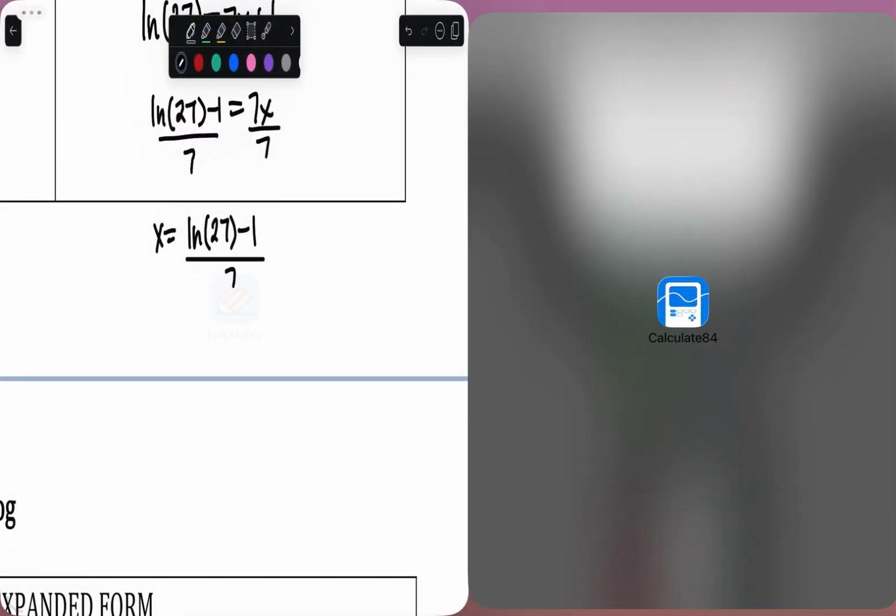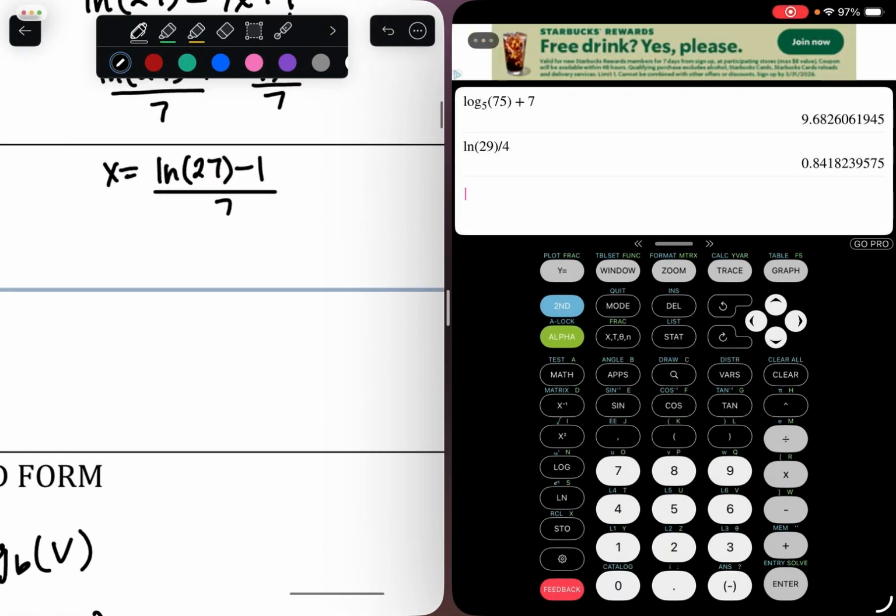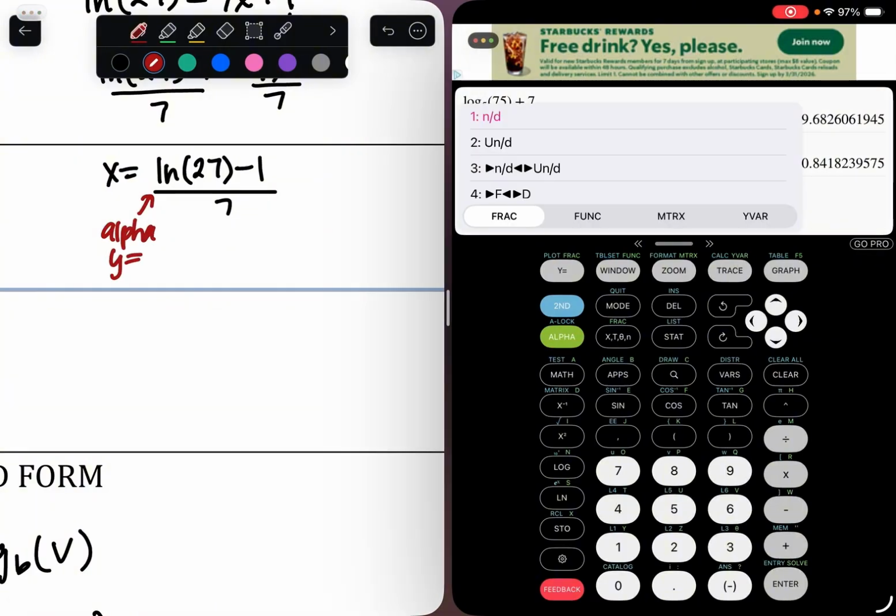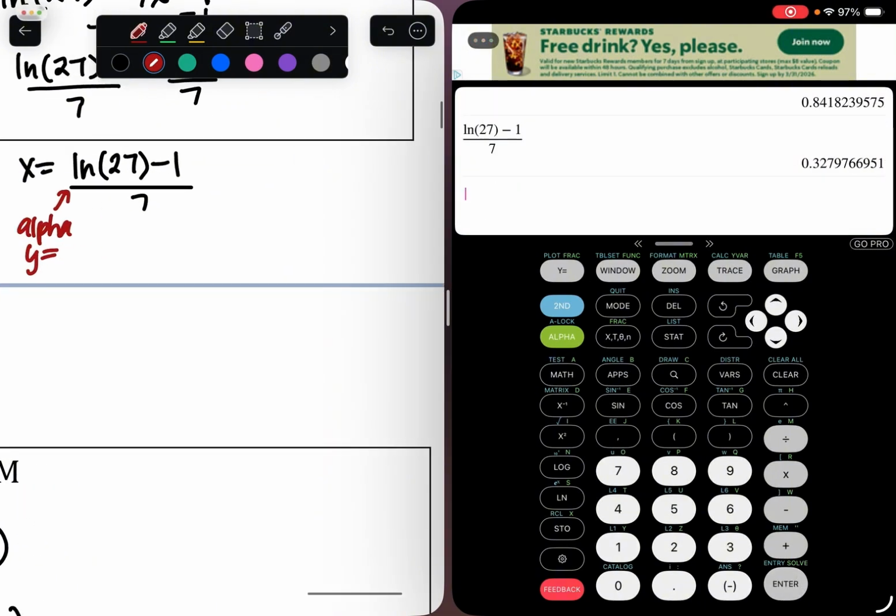And then for your decimal approximation, that's when we would use the alpha y equals to get the big fraction. Enter. And then your natural log button, 27, close parentheses, minus 1. And then in the denominator, 7. And so we have approximately 0.33.